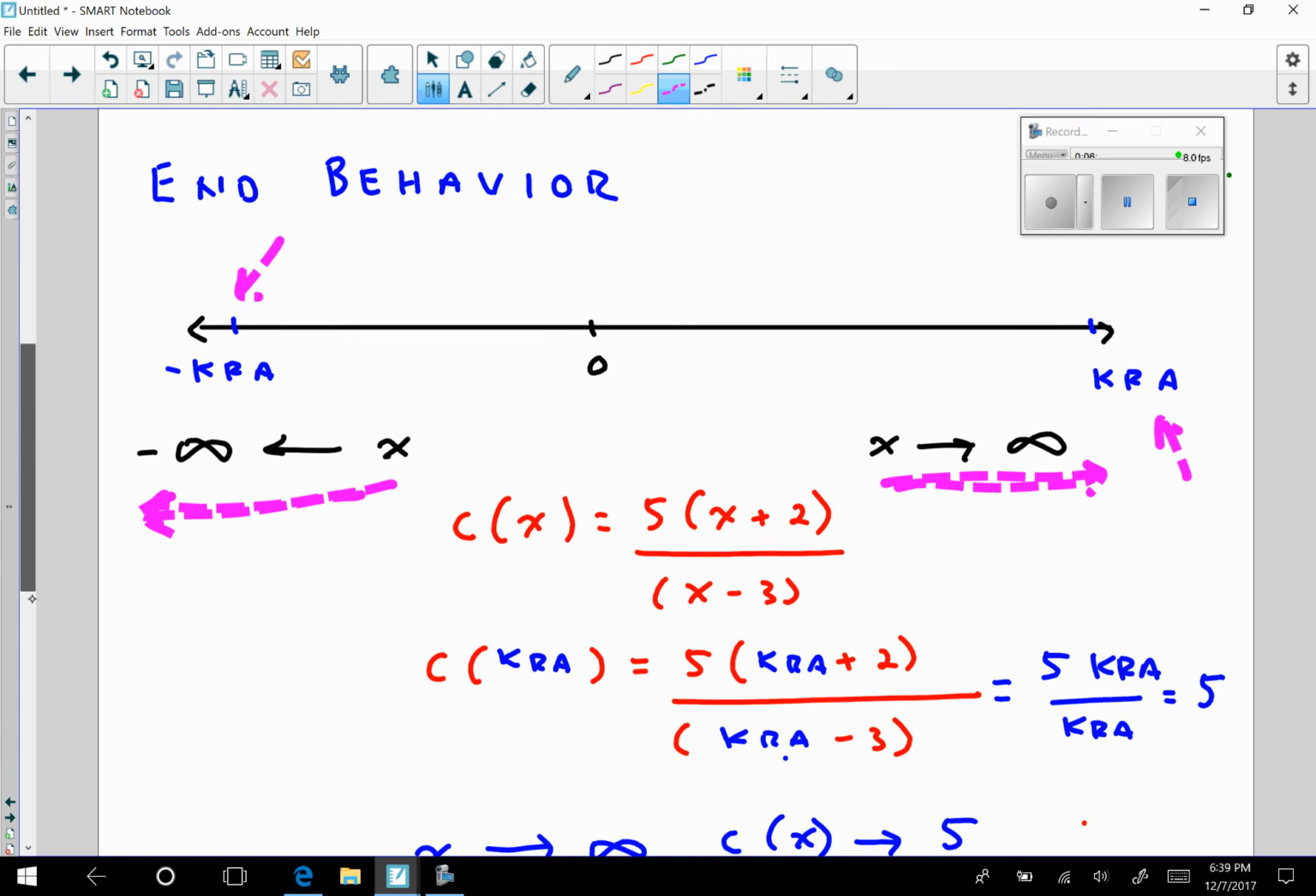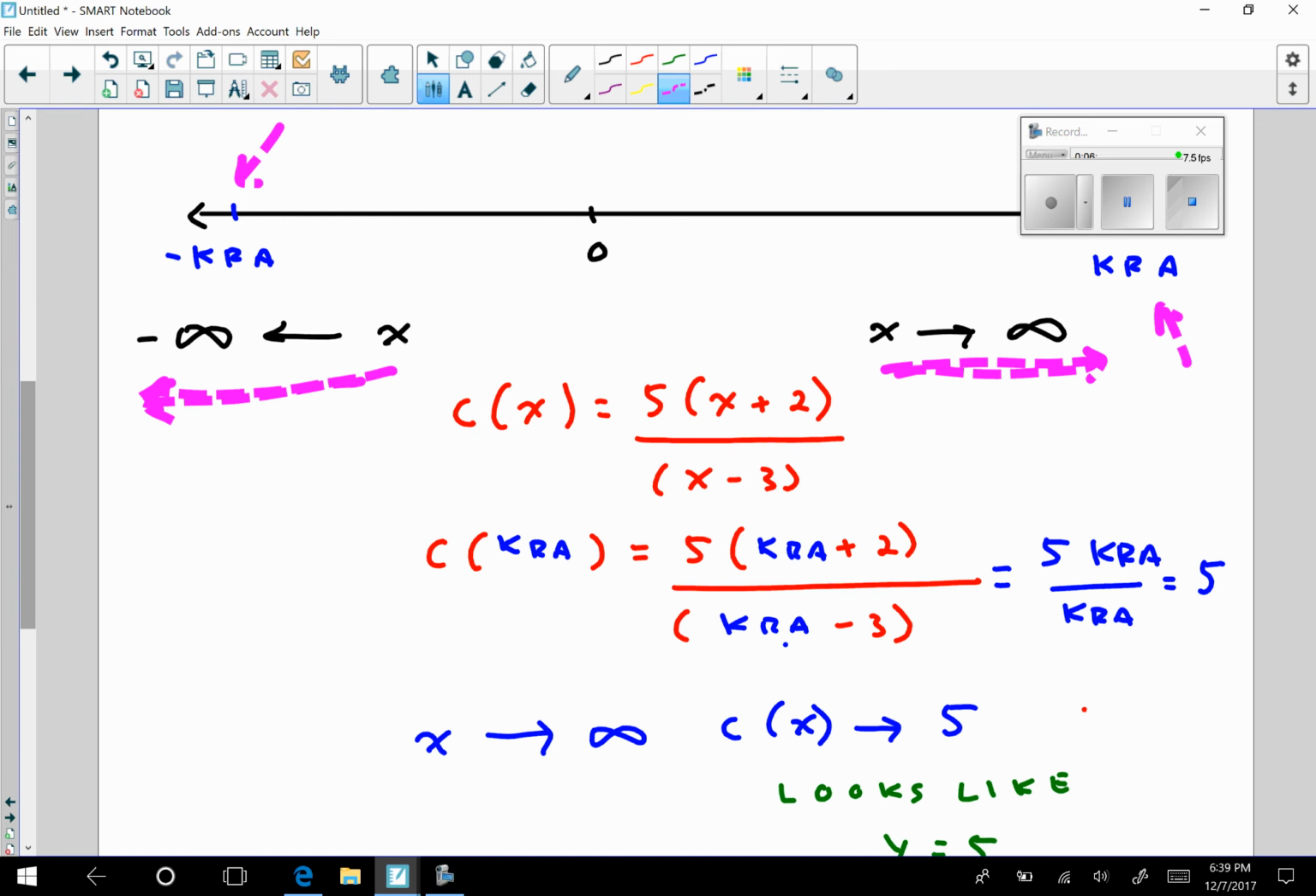So if I put Kribbillion into that function, we realize that a large number plus 2, and I'm talking about a really, really, really large number, a large number plus 2 is just a large number. Large number times 5 is 5 times a large number. A large number minus 3 is just a really large number, i.e. Kribbillion. And so I have 5 Kribbillion over Kribbillion. That reduces, ladies and gentlemen, boys and girls, to 5.